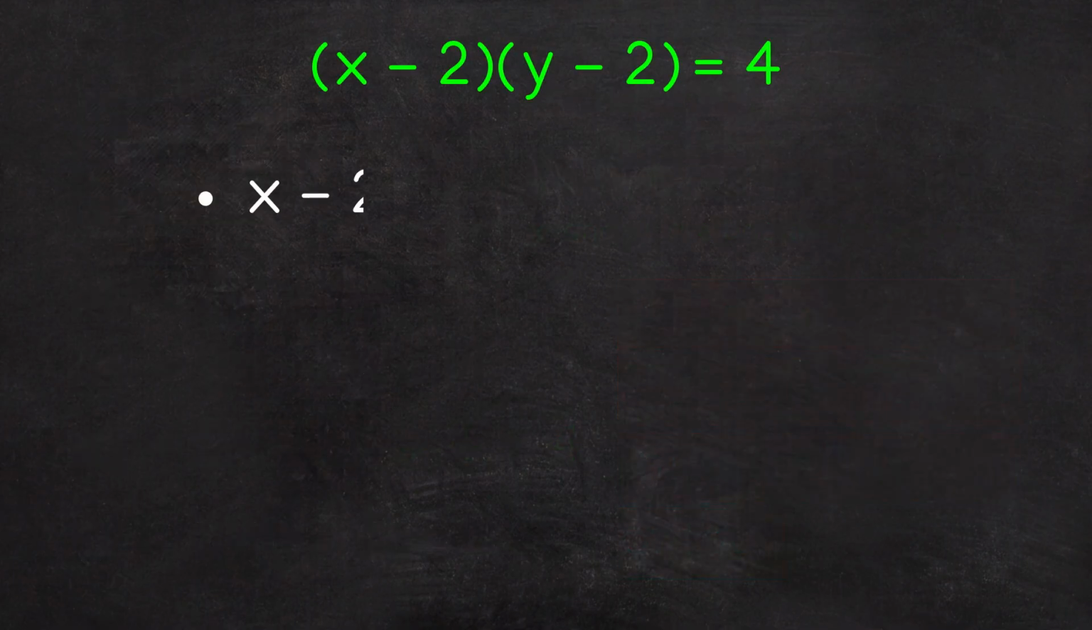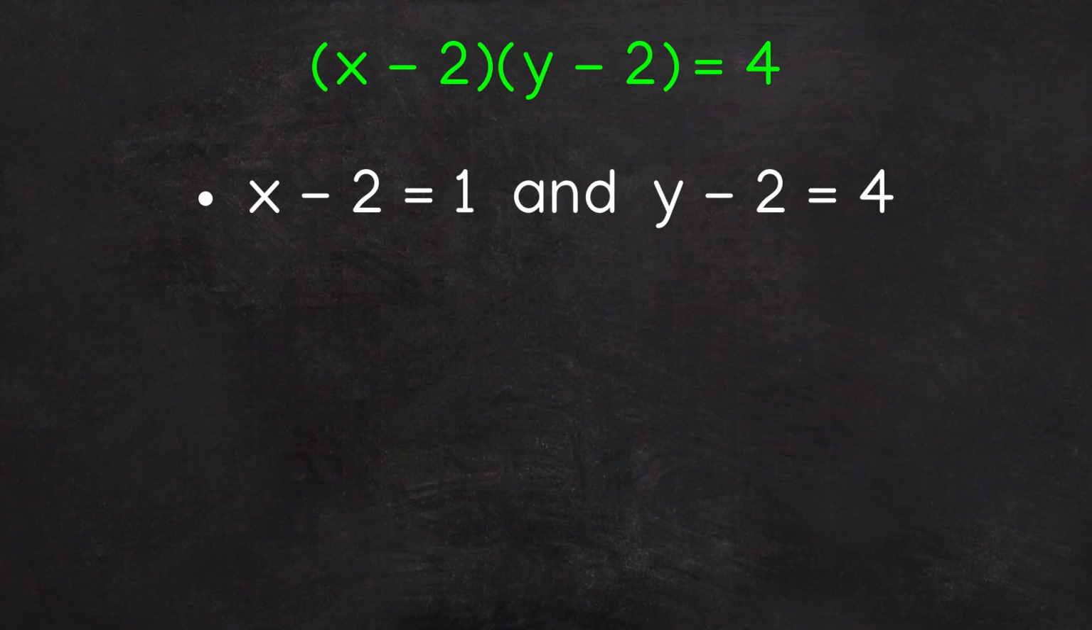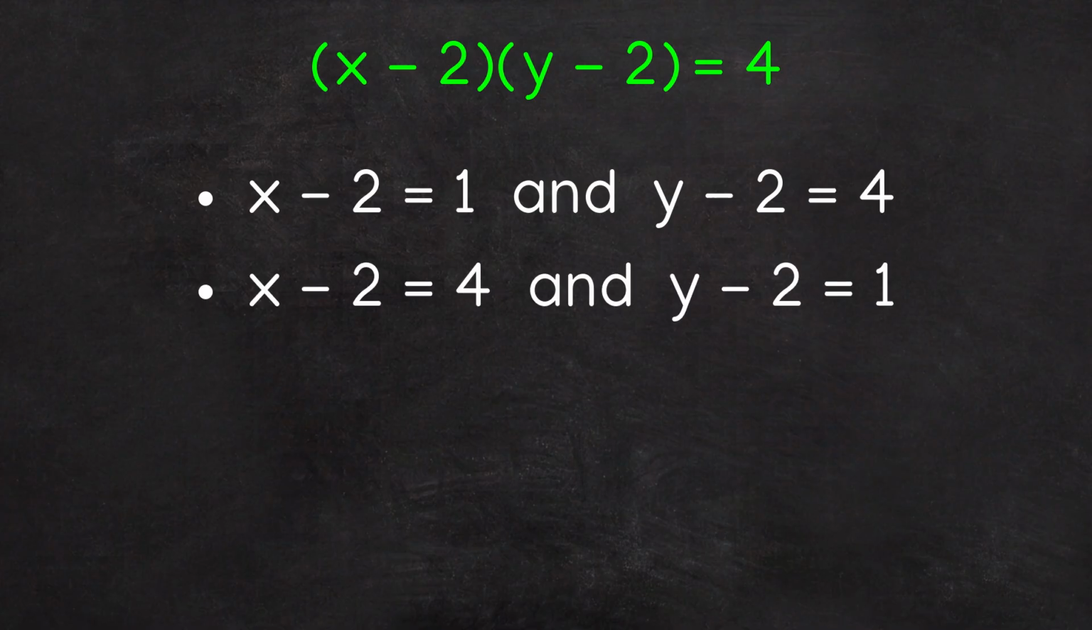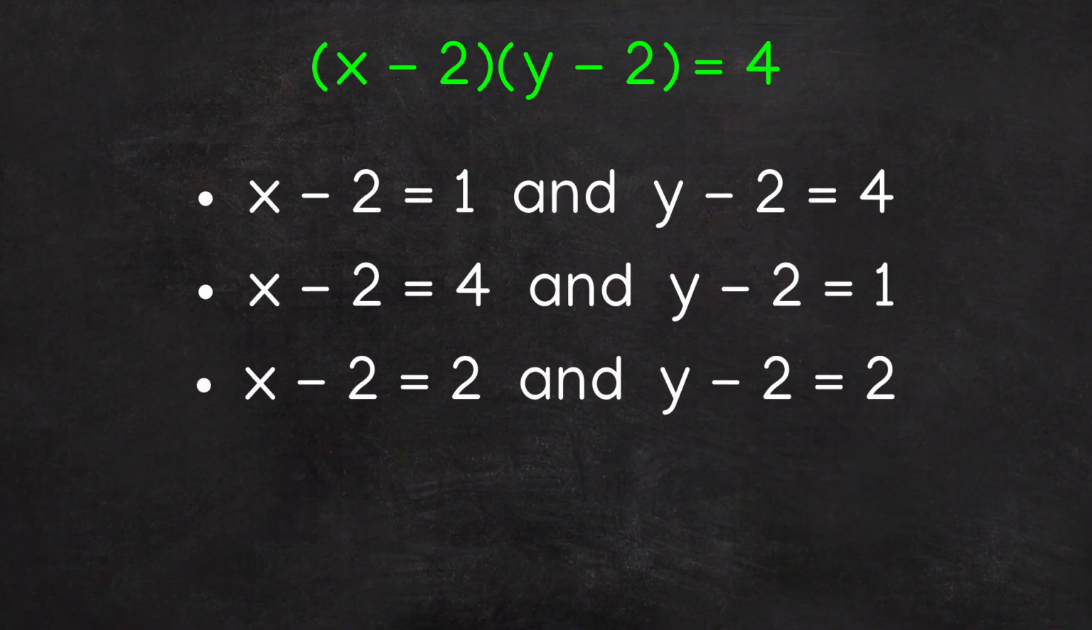x minus 2 equals 1 and y minus 2 equals 4. x minus 2 equals 4 and y minus 2 equals 1. x minus 2 equals 2 and y minus 2 equals 2.